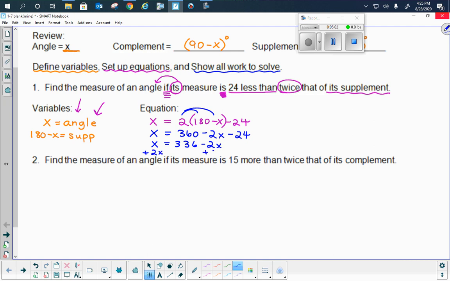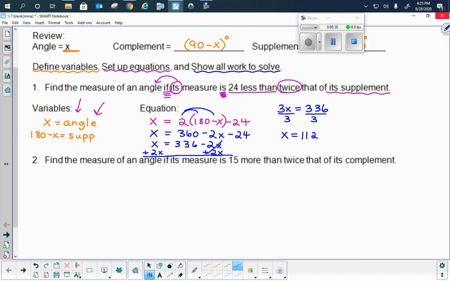Okay, and I'm just running out of room. So if you're ever running out of room like this, you just make a new column, right? That cancels. So I'm now moving up here to the right. So on the left, I have 3x equals, looks like 336, right? Because my 2x is canceled. Divide by 3 on both sides. And now x equals 112. And I'm going to stop there.